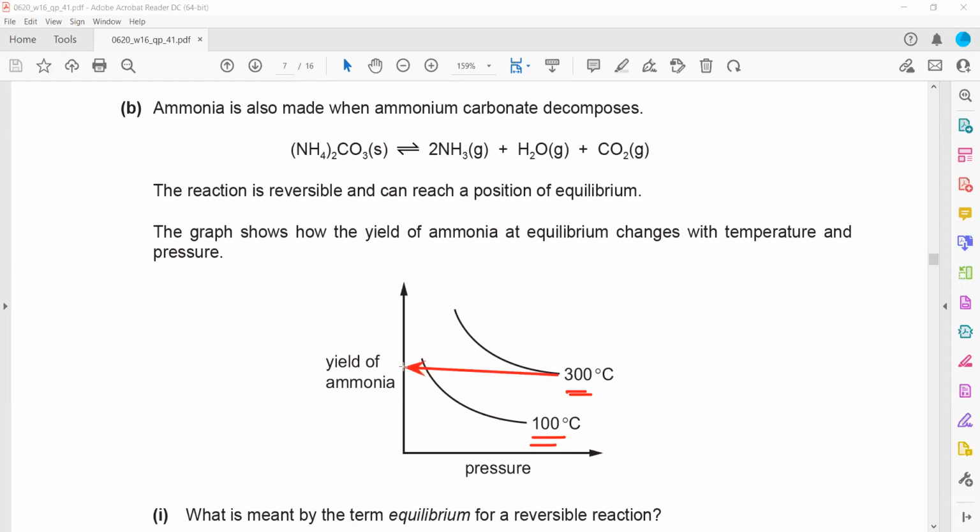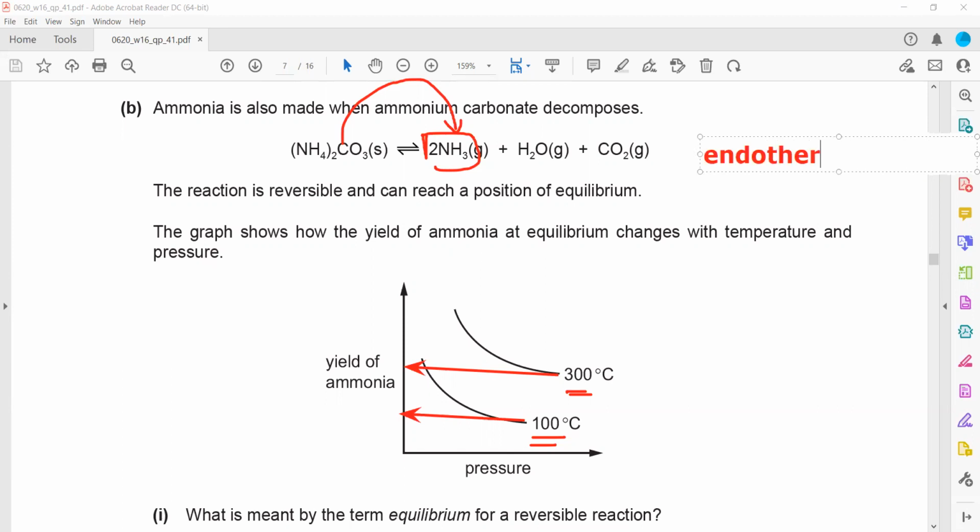So which reaction is this? The forward reaction. This gives an idea that the forward reaction is endothermic, because increasing the temperature gives more product. If the amount of ammonia was decreasing when we increase the temperature, it would mean the forward reaction is exothermic.